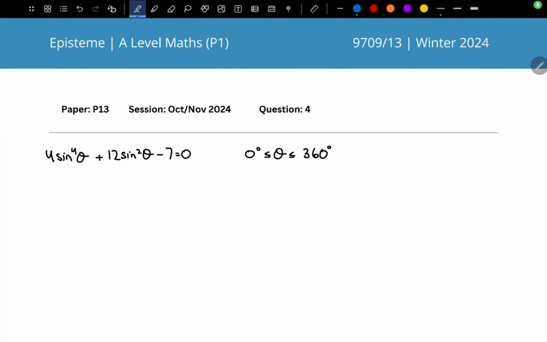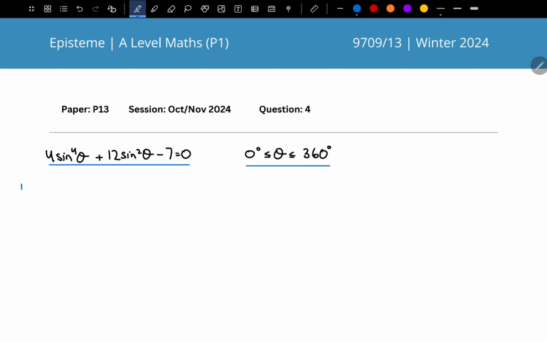Hey everyone, in this question we have been given a trigonometric equation for which theta lies between 0 and 360. We need to solve this equation. If we look at the equation carefully, we can see that this is a disguised quadratic because we have sine squared and sine to the power of 4.